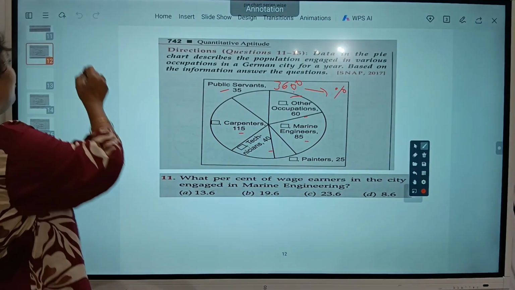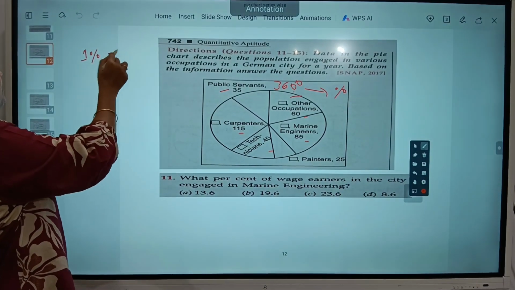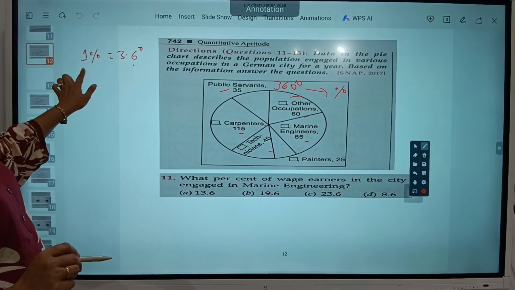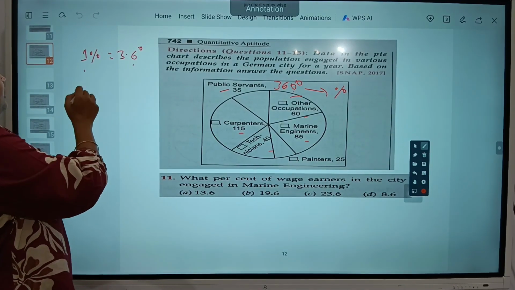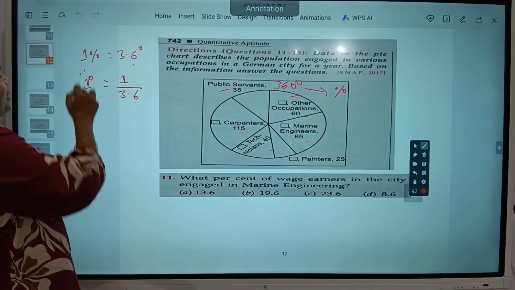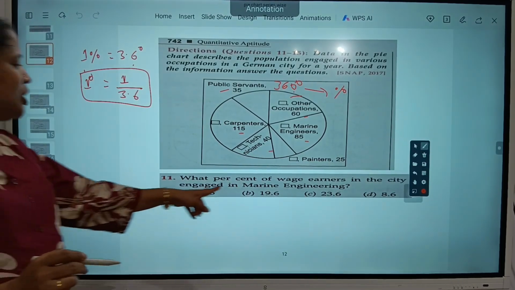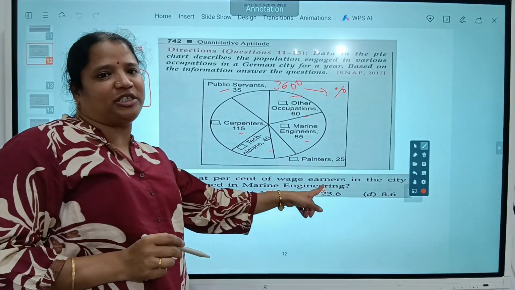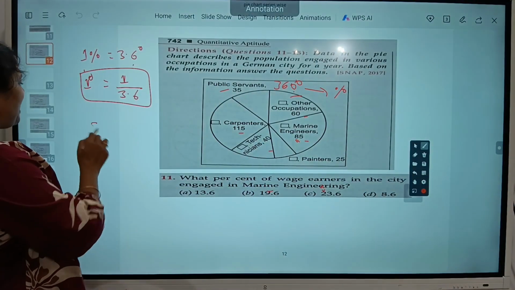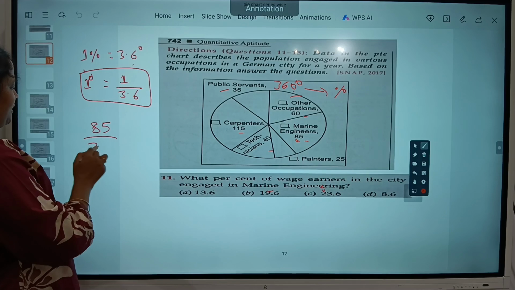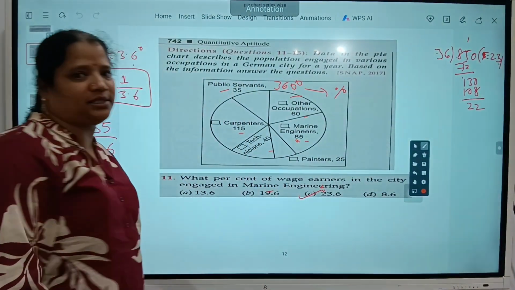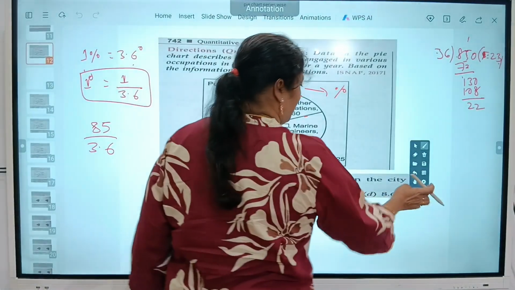So I already told you in the last problem, 1% is equal to 3.6 degrees. So if we have degrees, to get percent, what we have to do? 1 degree is equal to 1 by 3.6, division we have to do. In marine engineering, how much percent of people is engaged? It is 85. 85 by 3.6 we will do. It will be 23.6. C is the answer. We will move to the next question.